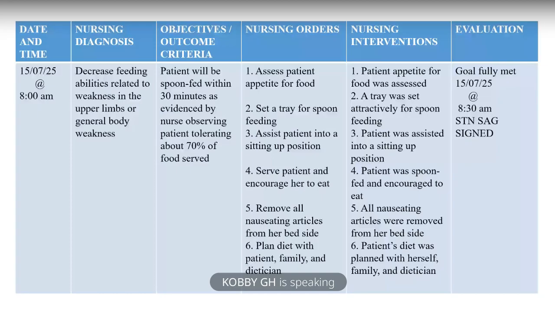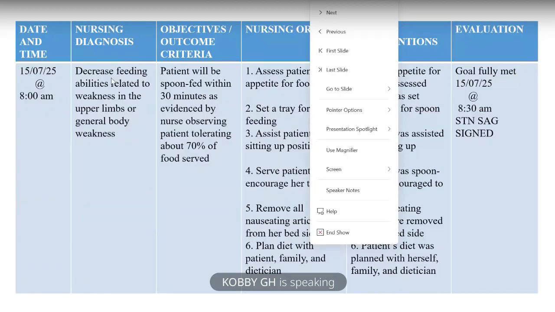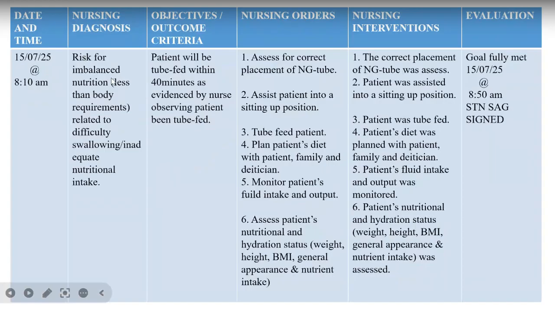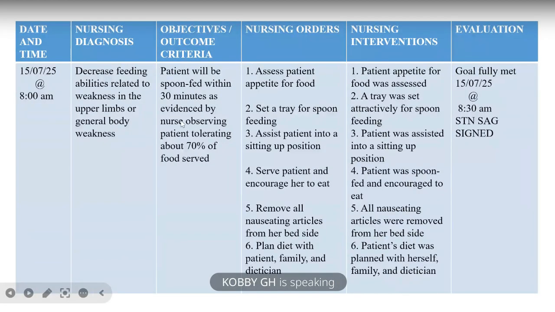Okay, so this one, the diagnosis, decreased feeding abilities. This is what we have in the current NANDA. Decreased feeding abilities related to weakness. You see, I told you that all self-care problems, you can only relate to weakness or body weakness. Decreased feeding abilities related to weakness in the upper limbs, or body weakness.